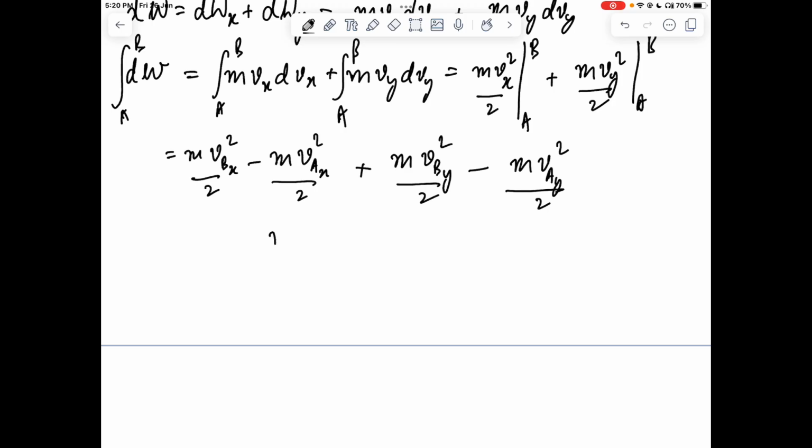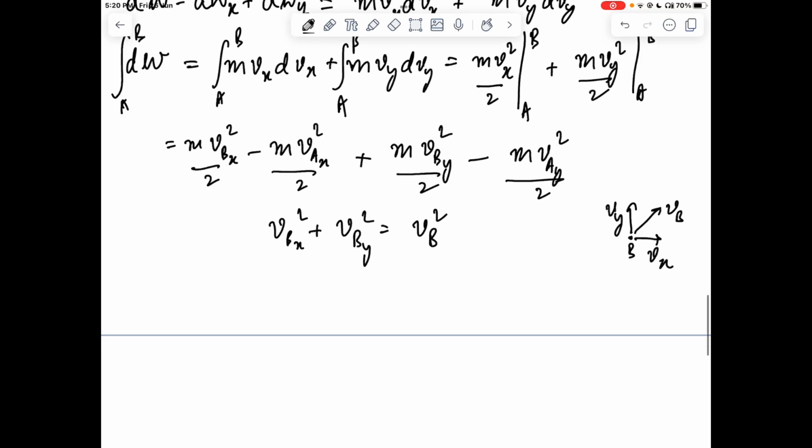Now of course vBx squared plus vBy squared is simply vB squared, right? So the velocity at point B has components vx and vy, and this is vB. Similarly for vA squared as well. So what we have finally is m by 2 vB squared minus 1 by 2 m vA squared. That's the net work done from A to B.